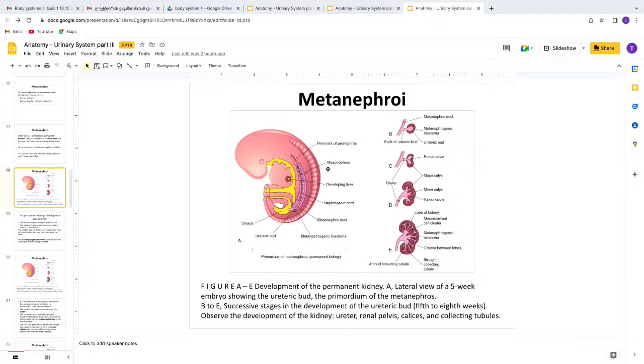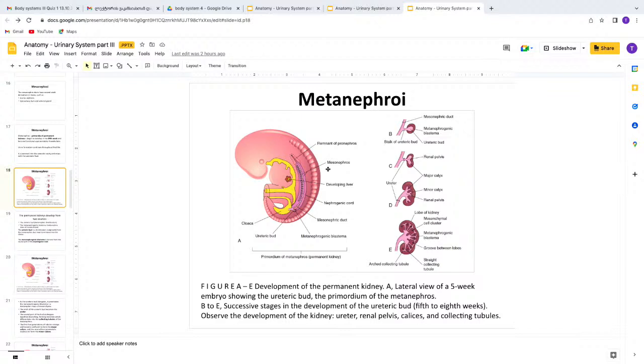Okay, we're having mesonephrons. This is both of them together, called mesonephrons. But this one is pinkish, it is the duct. And in the pink, it is the nephrogenic cord. It is divided, you know? So the nephrogenic cord is a part of the mesonephrons.